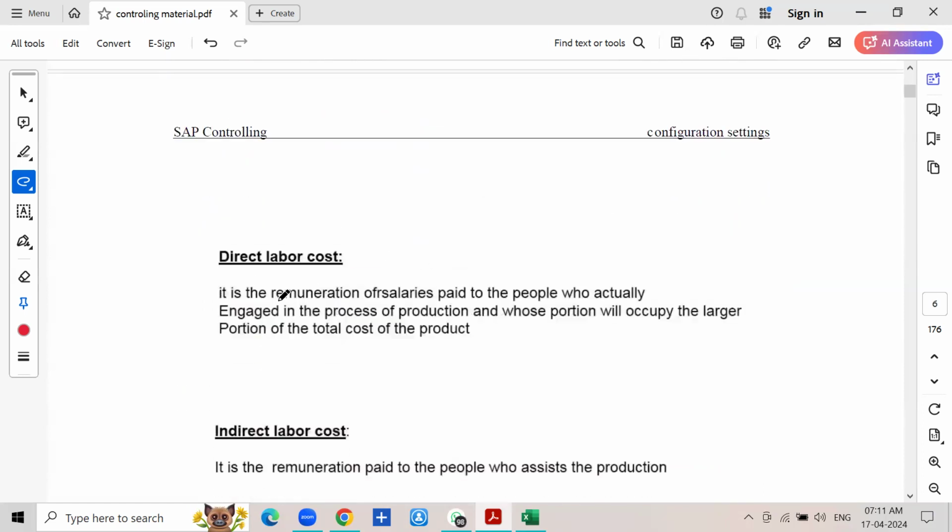Now, coming to direct labor cost. It is the remuneration or salaries paid to the people who are actually engaged in the process of production, and whose portion will occupy the larger portion of the total cost of the product. Tomorrow when I send the material, please add it here.